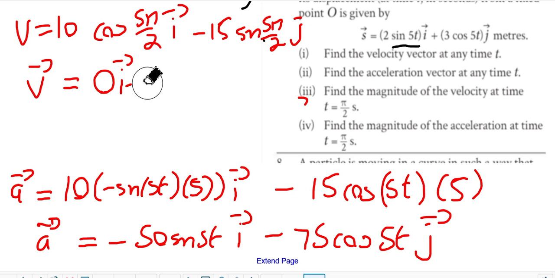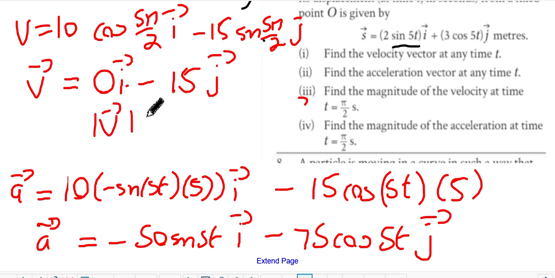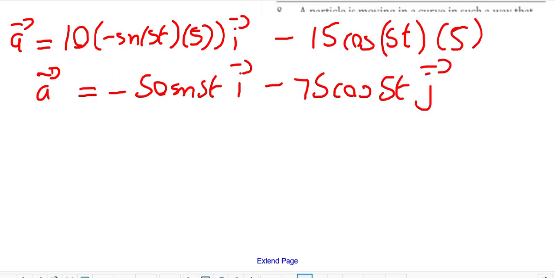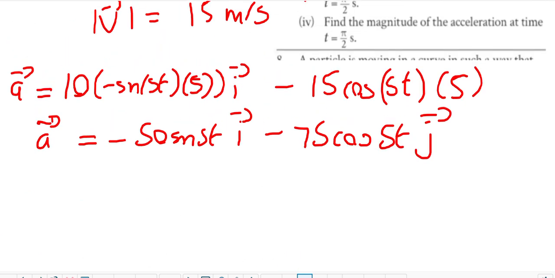Now, this is actually shockingly easy because you would use Pythagoras' theorem here, but is there any point? Because it's just going 15 downwards, so the overall velocity is just 15 meters per second. And then we're going to do the same for acceleration. We're going to replace the t with pi over 2 and do the exact same calculation.